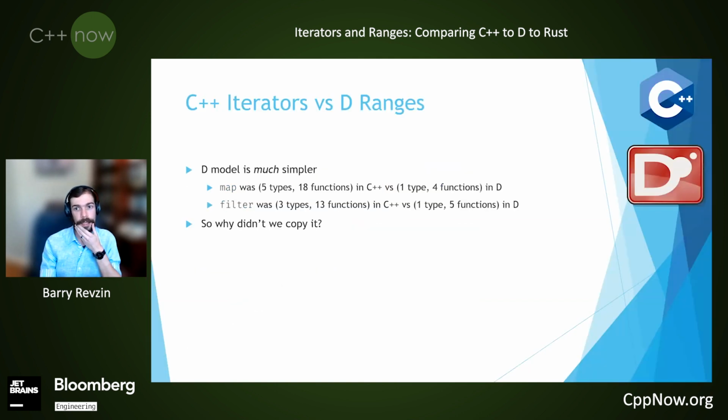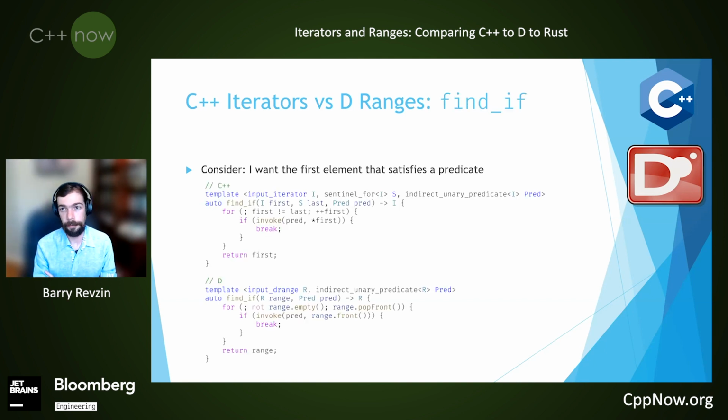But let's go back. So I showed that the D model was simpler, right? Map and filter both have fewer types, fewer functions in D than in C++. And the D model has been around for a very long time at this point. So the question might be, well, why don't we just copy it, right? Why did C++20 ranges continue the iterator-pair model instead of simply copying the D model if it's so much simpler? So let's look at findIf.